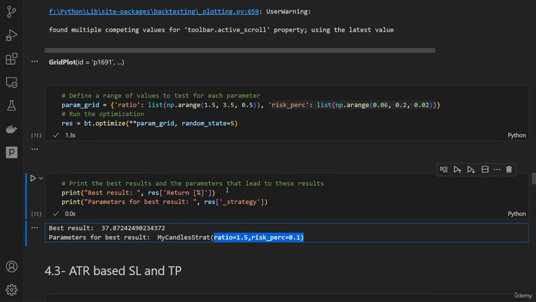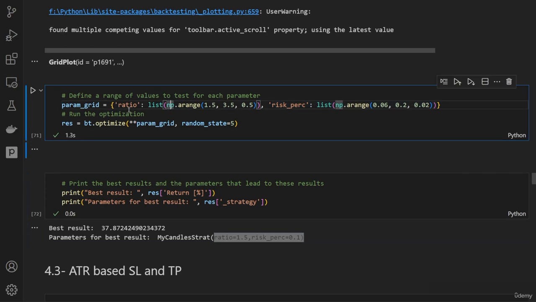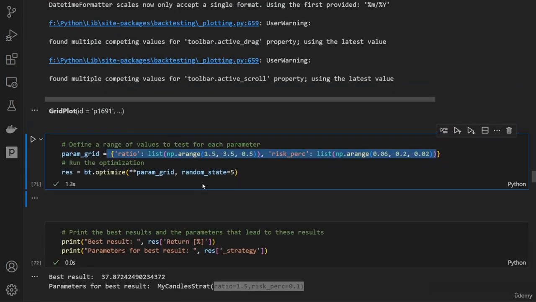Of course, this has to be worked out again with some more details on what kind of range we are using here, what are the values, what's the list of values we are providing for the optimization method. But this is how you can use it to optimize your strategy and try with different values for these two variables.